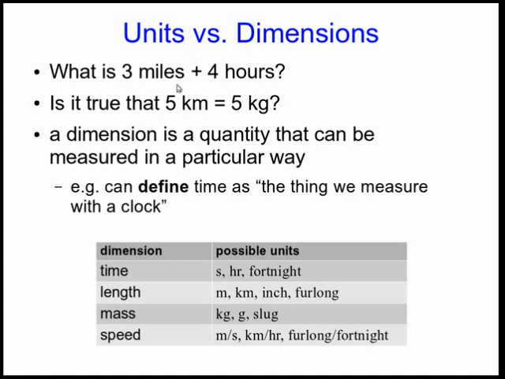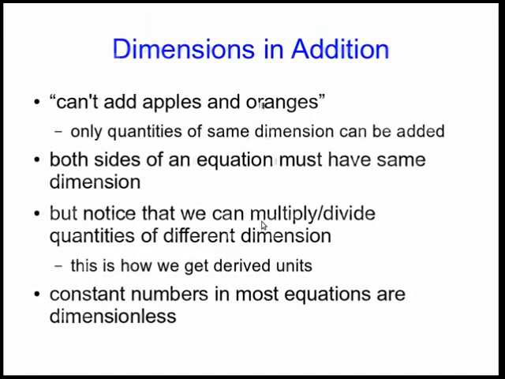They're fundamentally different quantities. And you can think of a dimension as just a thing you measure in a particular way. So time is the thing we measure with a clock. Length is the thing we measure with a ruler. Now, of course, some lengths are so small that a ruler isn't a convenient thing to use, or so large that a ruler isn't convenient. But that doesn't change that it's the same quantity.